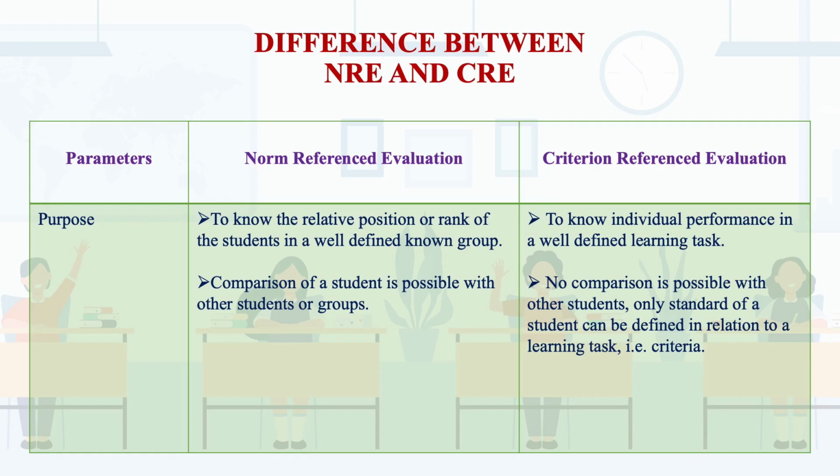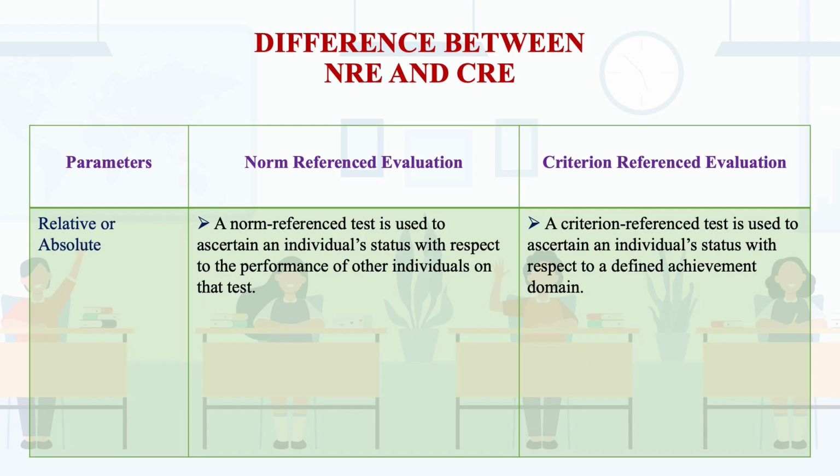And further, so far as the parameter of relative or absolute aspect is concerned, we can say that a norm-referenced test is used to ascertain an individual's status with respect to the performance of other individuals on that test, whereas a criterion-referenced test is used to ascertain an individual's status with respect to a defined achievement domain. So here the group is given importance in NRE, and the achievement of the students is given importance in CRE or CRT, the criterion-referenced test.